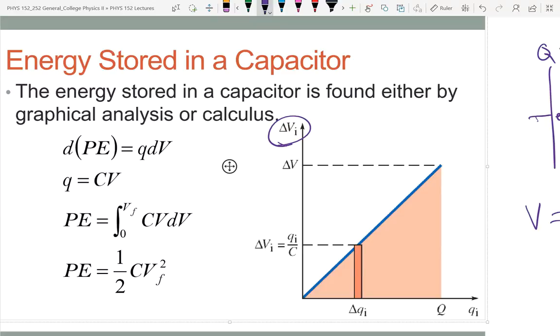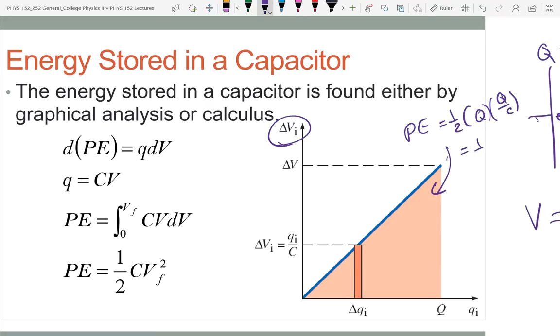So the area here, which is the total work required, or the change in potential energy as it's charged, is 1/2 the base times the height. So that's going to be 1/2 Q squared over C. So from a graphical integration, we can find that the work required to charge the capacitor, which is equal to the potential energy stored by the capacitor, because we did work to put the energy in, is 1/2 the charge squared divided by the capacitance.